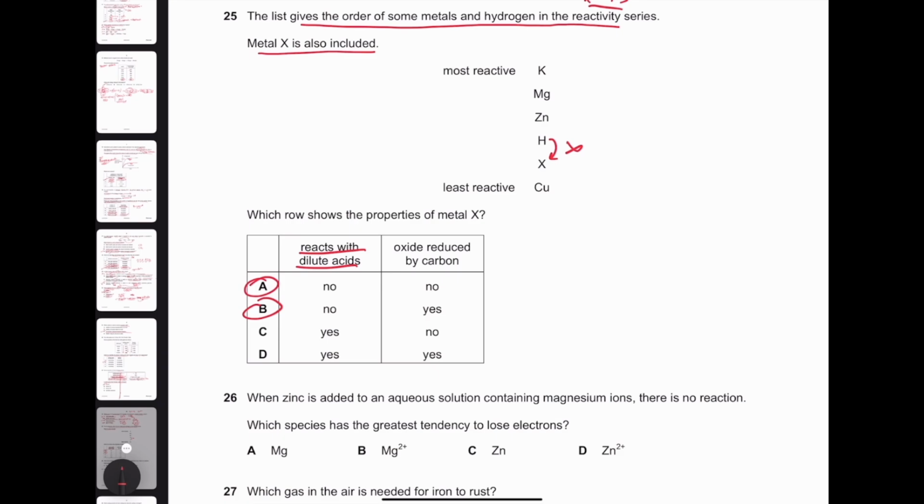And we have also studied that the metals above carbon are extracted using electrolysis. The reactive metals are extracted using electrolysis, and the less reactive metals are extracted using reduction with carbon. Right? So the answer should be B.